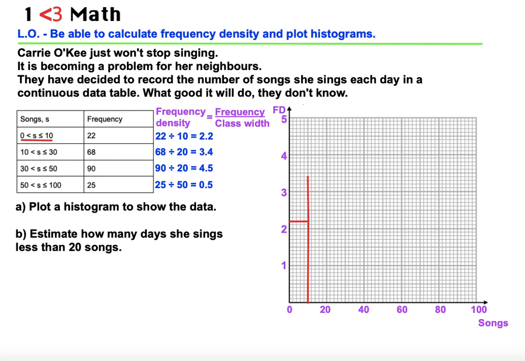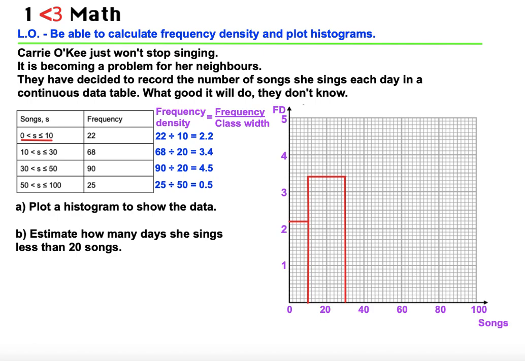The next bar has a frequency density of 3.4, and this one goes across from 10 to 30. So we draw our bar there. And again, if we wanted to work out how many that represented, we would do 20 times 3.4. 20 times 3.4 would be 68. So that's how we would work backwards. Sometimes you've got to be able to say what the bars represent.